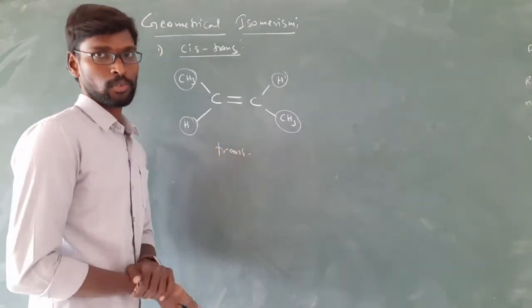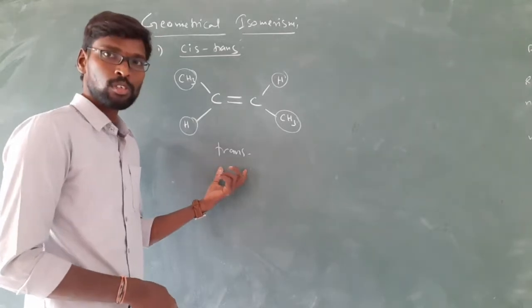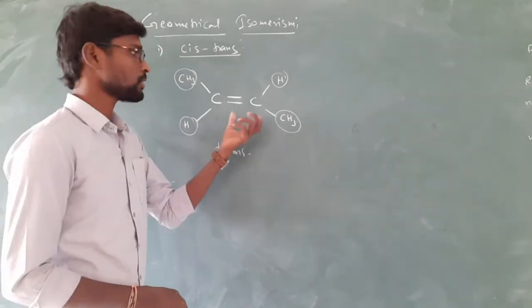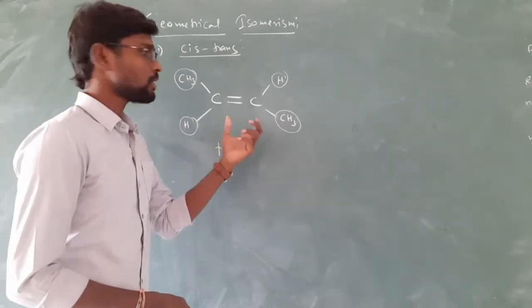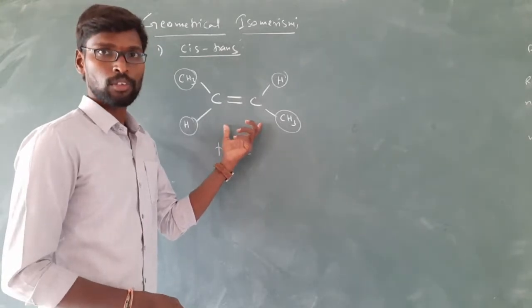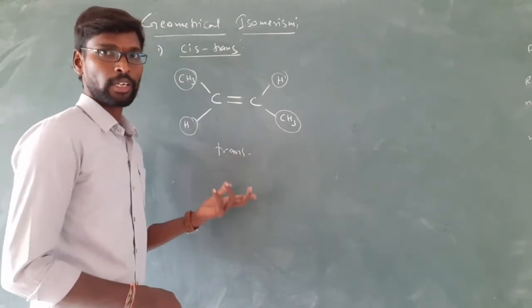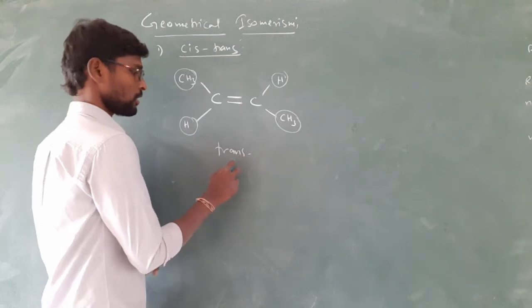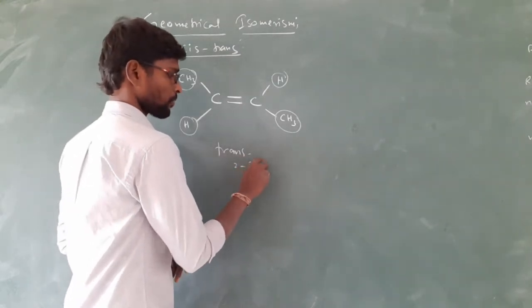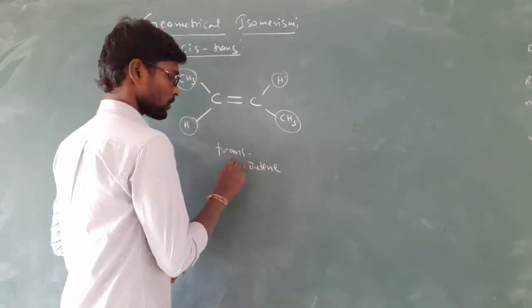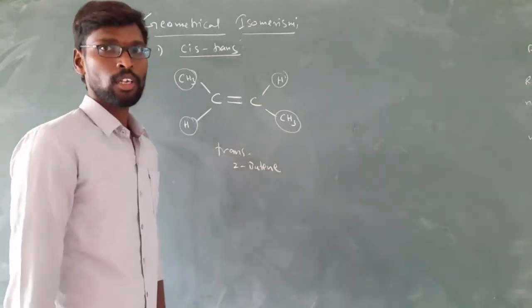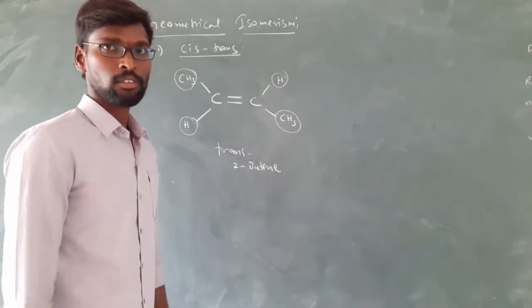The word trans is used as a prefix of the name. When you write the IUPAC name, you use trans before it. So simply it is trans-2-butene. Now how the cis arrangement is there, we will discuss.